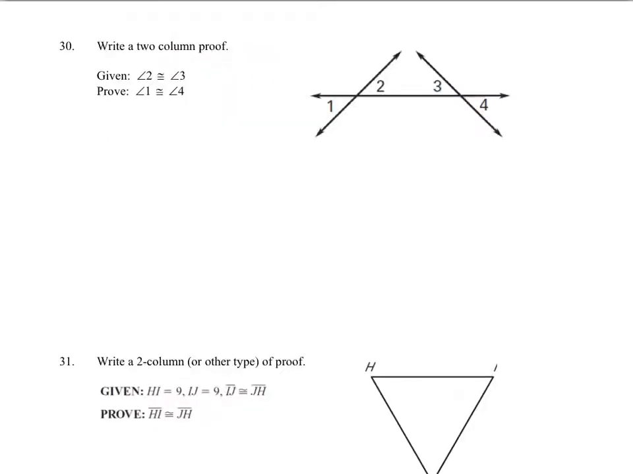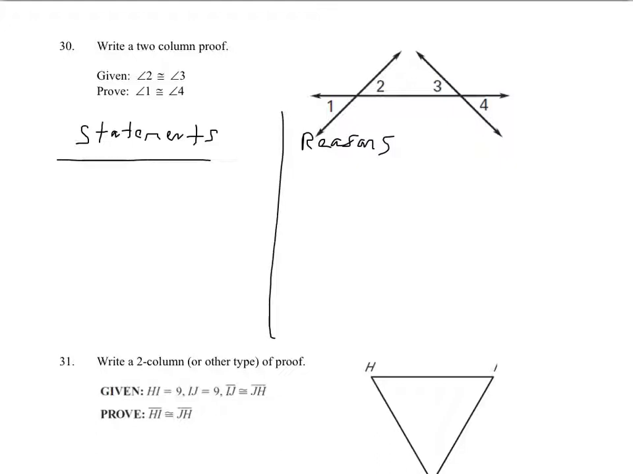All right. So here we have a couple proofs, and on the test you will have 2 proofs. One of them is going to say write a 2-column proof. I want to make sure you know how to do that, so let's just set that up with statements and reasons. Just a regular 2-column proof. The first thing we usually do is state the given, so angle 2 is congruent to angle 3.